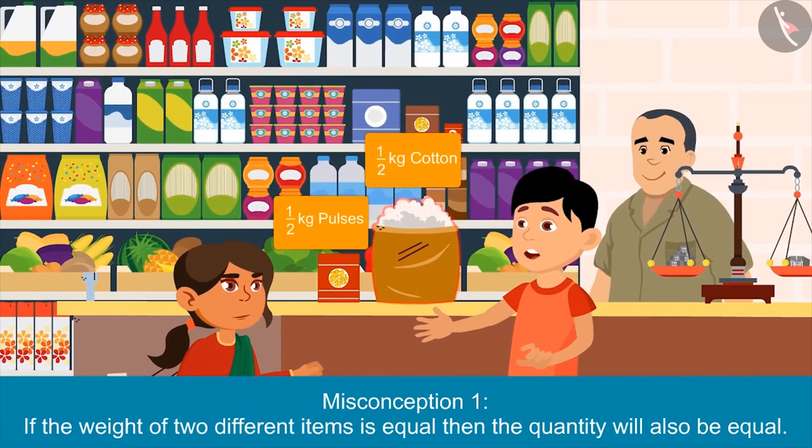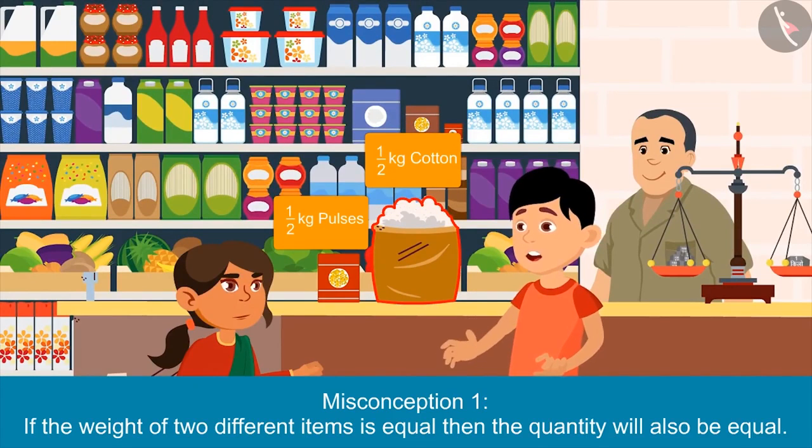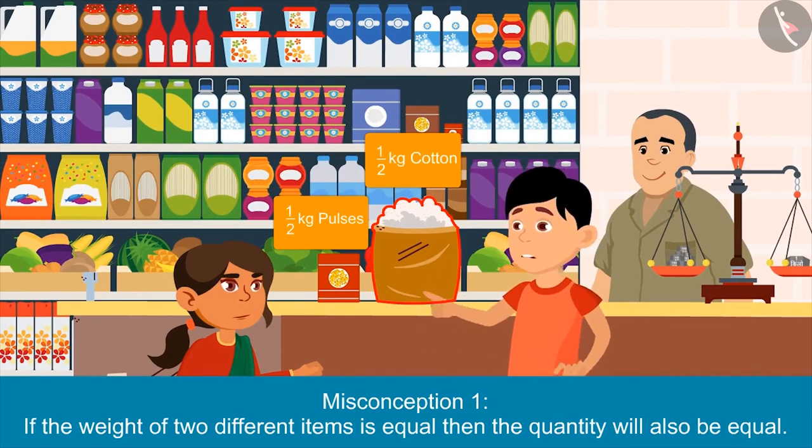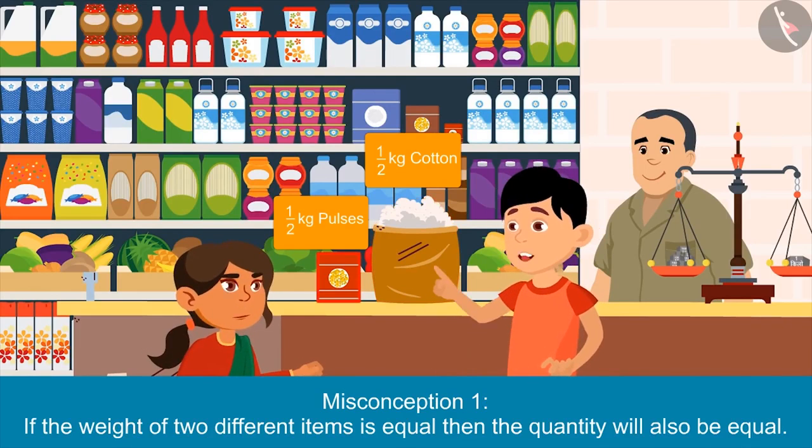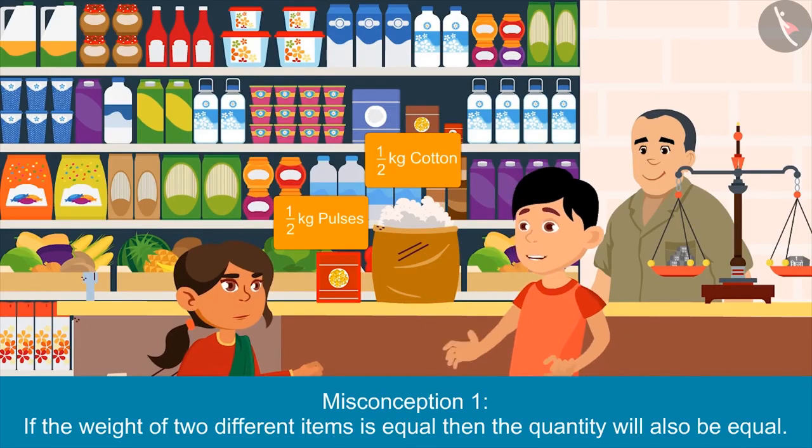Neetu, this is because cotton is very light. So more amount of cotton is needed to make half a kg of it. Pulses are heavier than cotton, so a very small amount of it is enough to make half a kg. Oh, that's why the amount of cotton is so large.